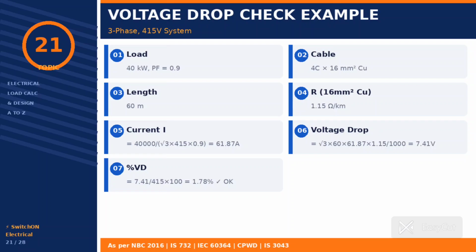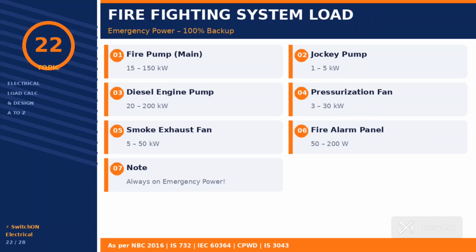Then the 22nd topic is firefighting load. How much will be the load for firefighting? We already know we have to take 100% for firefighting, right? So that 100% is included for everything in firefighting. Usually there are different types of pumps and equipment: jockey pump, fire pump, diesel engine pump, pressurization fan, smoke exhaust fan, fire alarm panel.